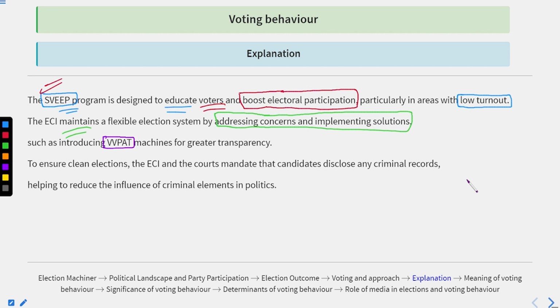So prior to VVPAT, what was the system? Suppose you go to the EVM, and you see different parties' logos on the machine. Against the logos there was a button. The button you press, against whichever party logo, the vote will be automatically recorded for that party. For example, if you press the button against the Lotus, BJP will get the vote. If you press the button against the hand, Congress will get the vote. If you press the button against the cycle, the Samajwadi Party will get the vote.